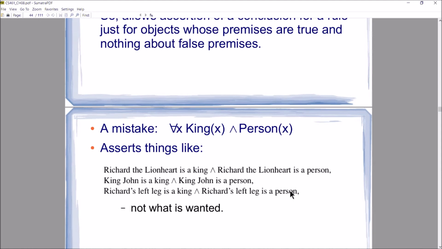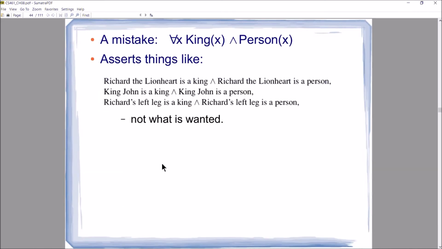That's not what we were originally trying to say. What we were trying to say was, if you're a king, you're a person. It's different. Here it's saying you're a king and a person. King John is a king and a person. Richard's left leg is a king and Richard's left leg is a person. So it's giving you two facts about this object, rather than saying, if you're a king, then you're a person. It's different.